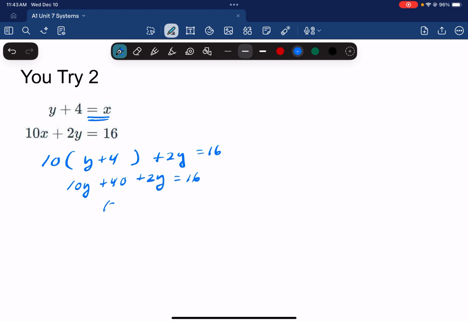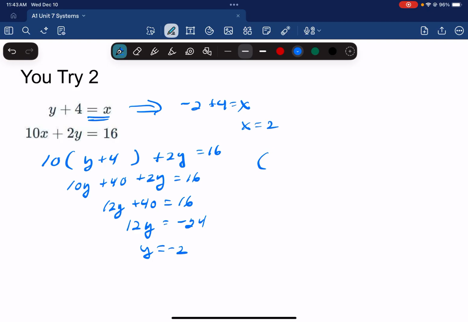10y and 2y make 12y. Subtract 40. Oh, there's a negative. And then divide by 12. I come back up to the top right here. Negative 2 plus 4 equals x. So x is 2.